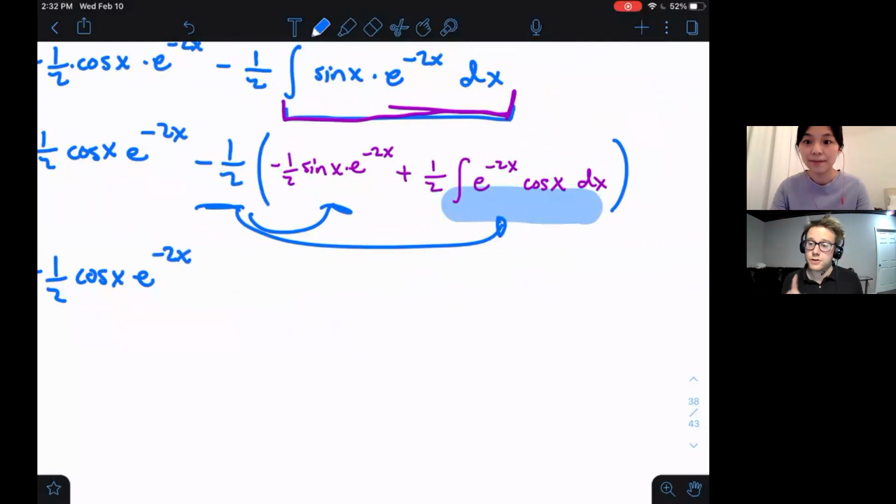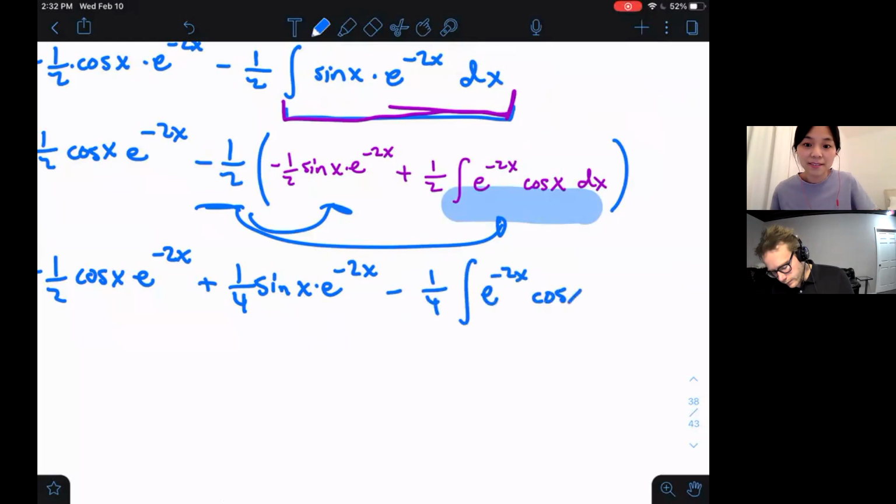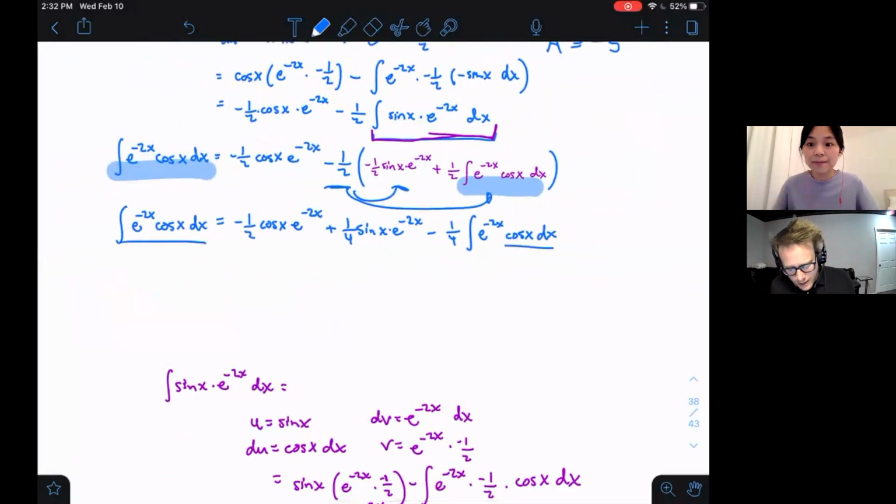So again, distributing the negative 1/2, this is going to become plus 1/4 sine of x e to the negative 2x. And then when I distribute the negative 1/2 to the second bit, we're going to have negative 1/4, and then this integral that we're interested in solving for. So again, this is my a. It's a rather complicated, ugly looking a, but again, you treat it as the thing that you want to solve for. It is the unknown.